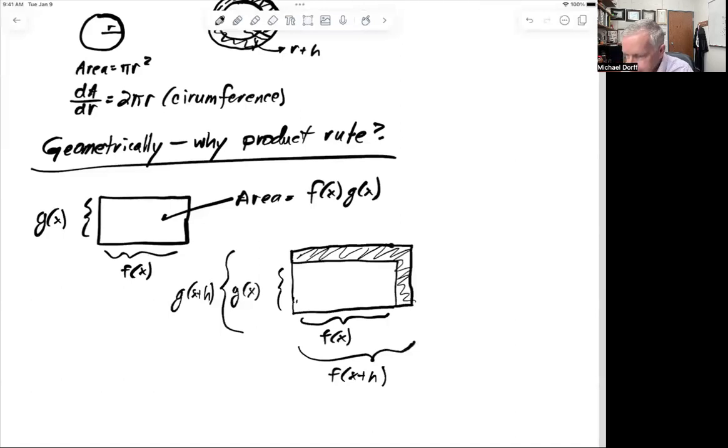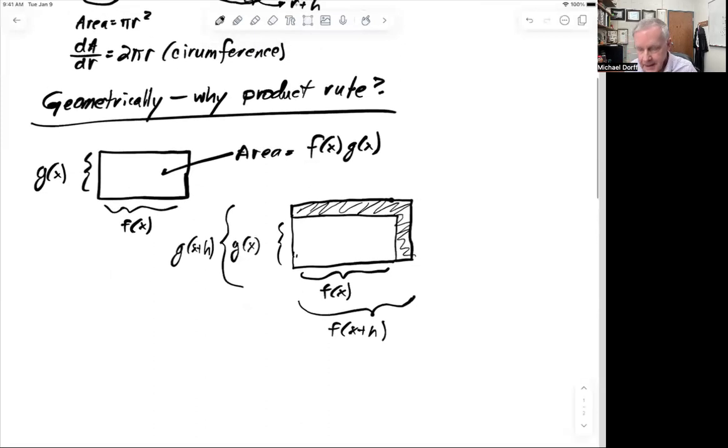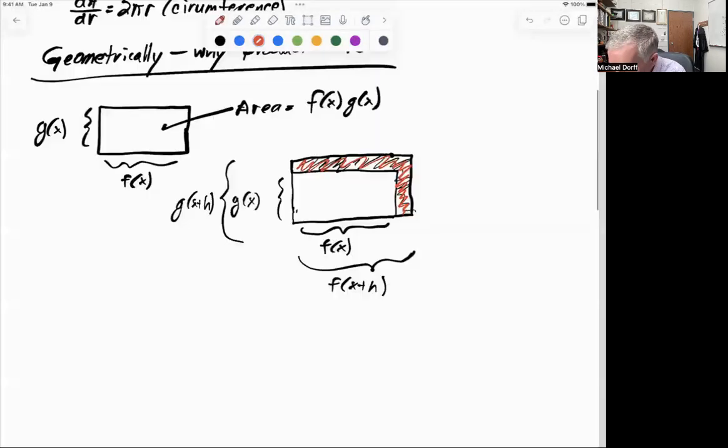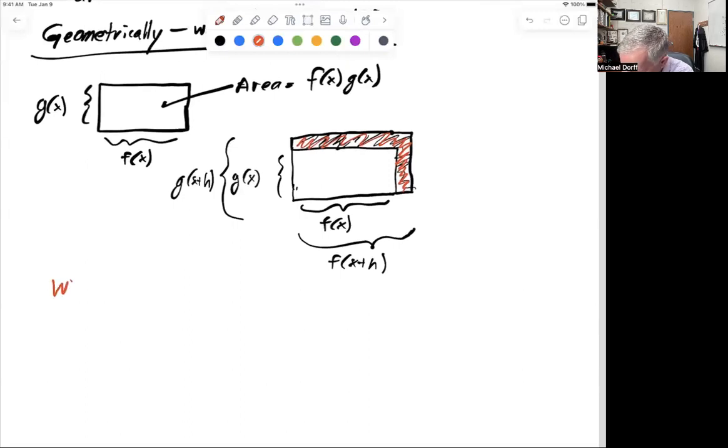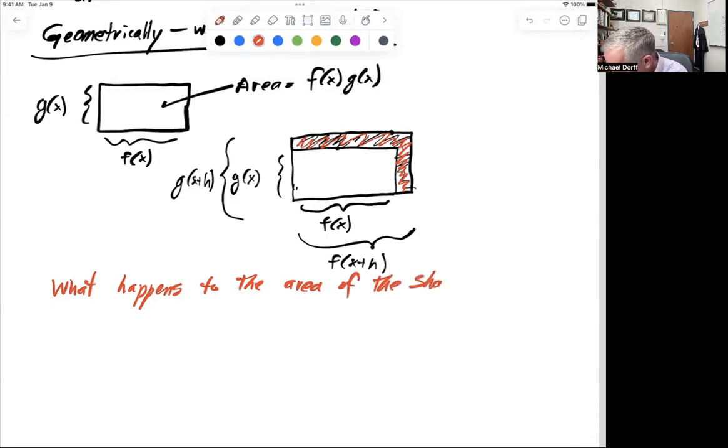All right. And the derivative of the area of the original rectangle is the rate of change of the area of the rectangle. Okay, so we want to see what happens to this shaded part here. Maybe I'll use a different color. This shaded part in red, what happens to that as h gets smaller and smaller? All right. So what happens to the area of the shaded region as h goes to 0?